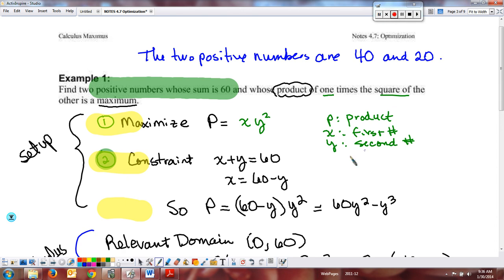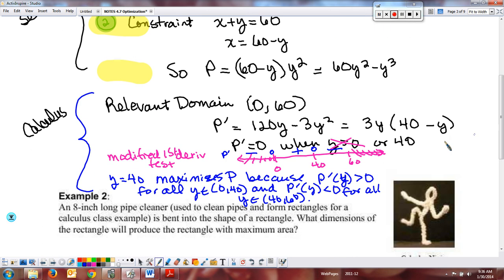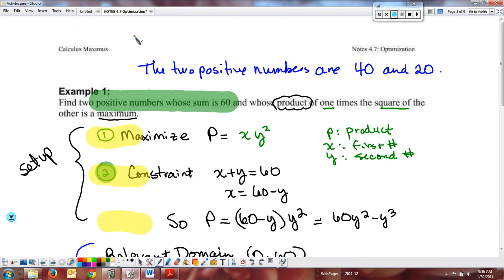Okay? So there's your setup, your primary, your secondary, solve, substitute, and simplify. Then you have the calculus, determine the relevant domain, choose a method. We chose a modified first derivative test this time. And then determine the maximum, give your calculus reason, and then answer the question. And those are the steps to an optimization problem.